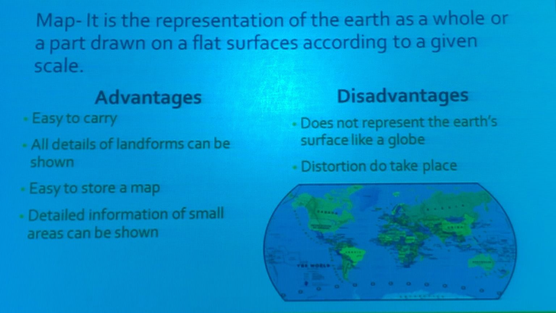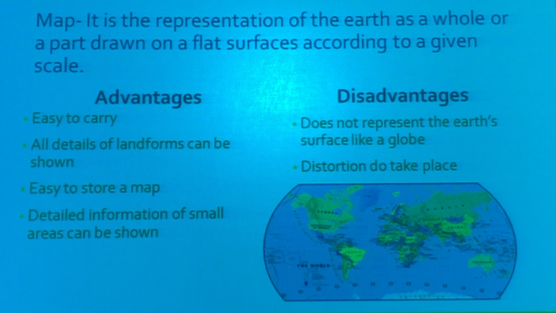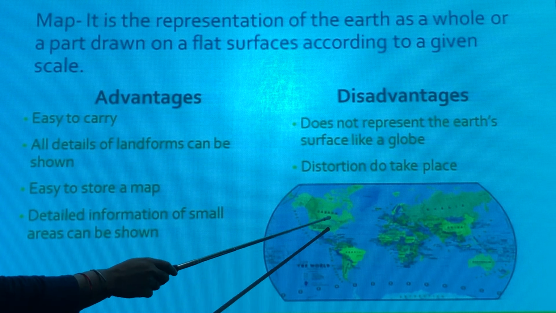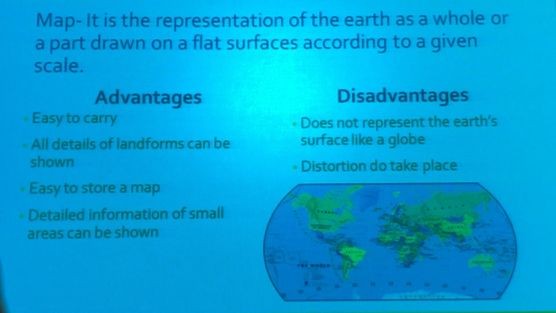Now, map. It is a representation of the earth as a whole or a part drawn on a flat surface according to a given scale. A map also has some advantages and disadvantages. See, this is the world map. This is the map of the world. It represents the earth but on a flat surface.